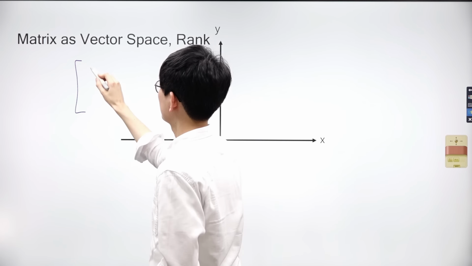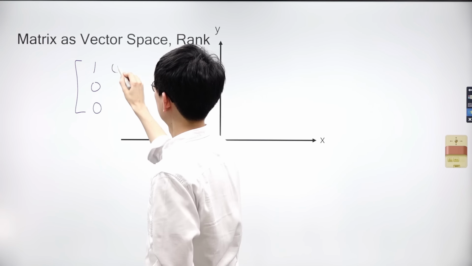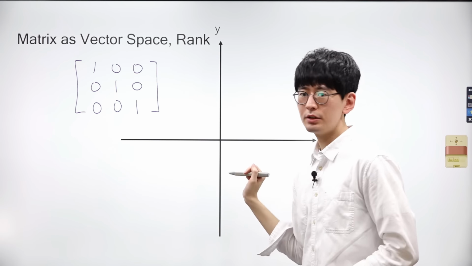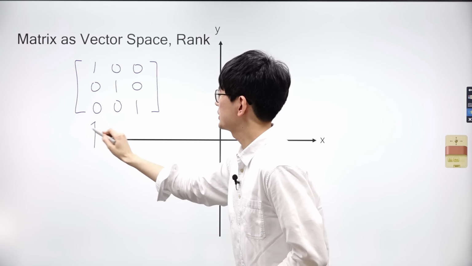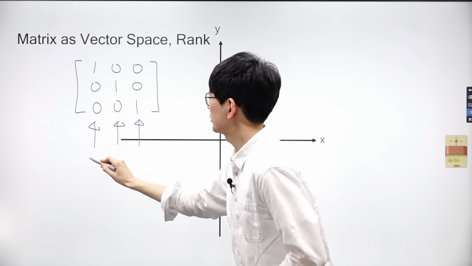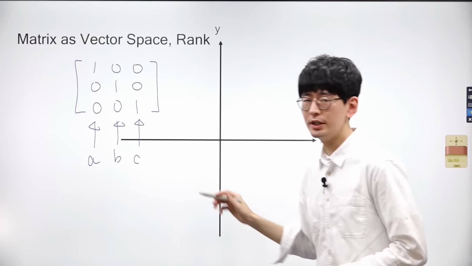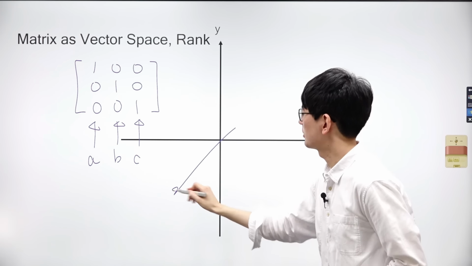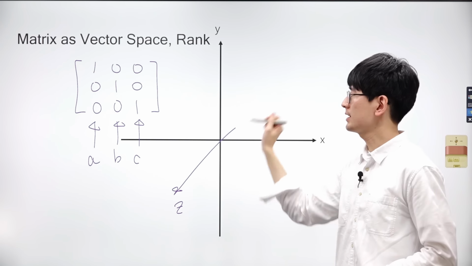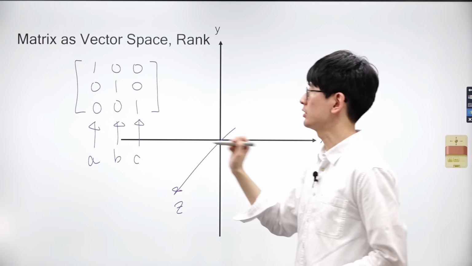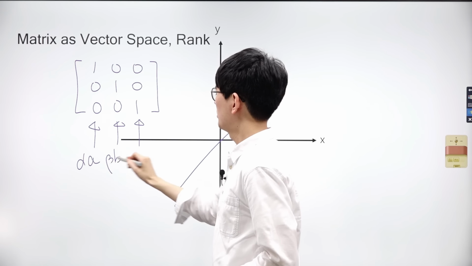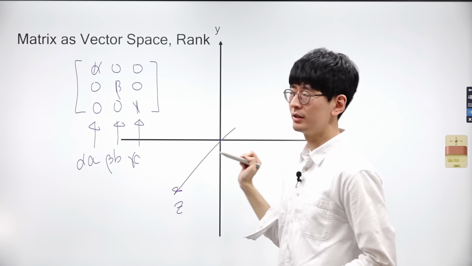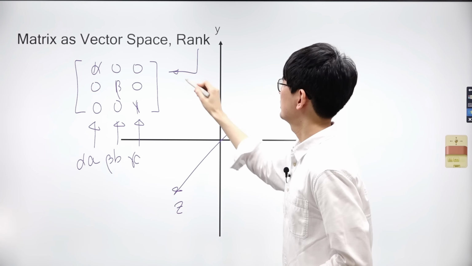Now consider a 3 by 3 matrix. This matrix comprises three vectors labeled as A, B, and C. Can we span the three-dimensional space with these vectors through vector addition? Let's introduce the third axis, Z. By scaling each vector with alpha, beta, and gamma, they can represent any point in R3. Thus, the rank of this matrix is 3.